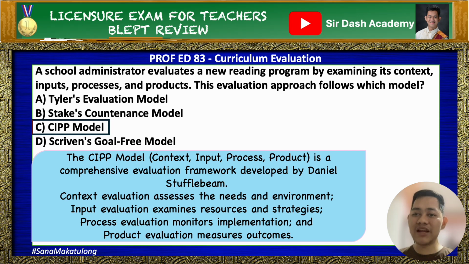Yung Stake's countenance model naman, it involves examining both the before, during, and after, yung antecedents, transactions, and outcomes ng program. Hindi yung CIPP components. Yung Scriven's goal-free model naman, kaya mali kasi ang focus naman nito ay sa pag-evaluate ng program outcomes without considering stated goals or objectives.